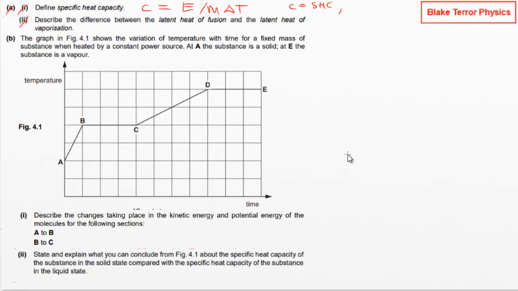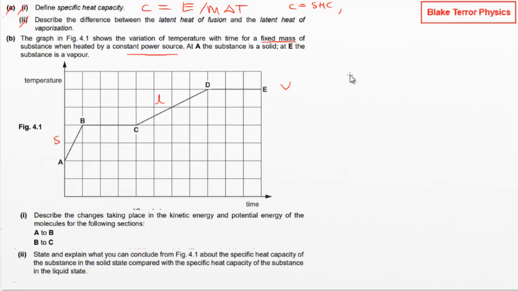Right, part B, the graph in figure 4.1 shows the variation of temperature with time for a fixed mass of substance when heated by a constant power source. Right, so we've got constant power, we've got fixed mass. A, it's solid, E, it's a vapor. Right, okay. And then we're going to have the liquid in the middle here. So we've got solid there, liquid there, and then a vapor at the end, and we've got our latent heats in between.